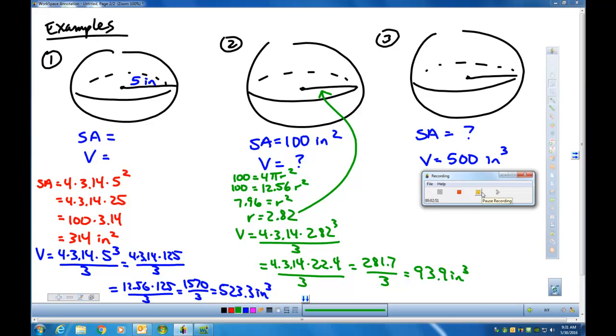Here's your work for your second problem. You notice that I worked backwards and solved for my radius, and then once I had my radius I plugged it back in and worked through this to find my volume. If you need to push pause and look at my work here, that's fine as well.